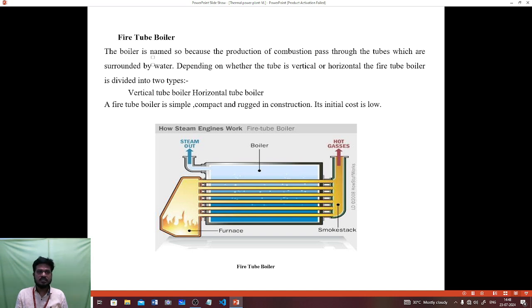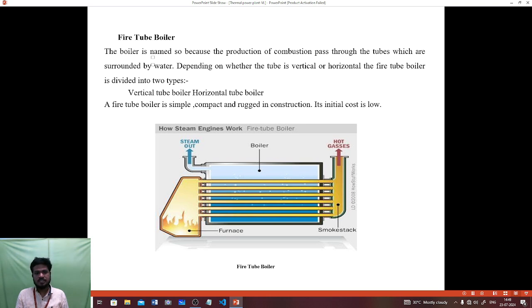The boiler is named so because the products of combustion pass through the tubes which are surrounded by water. Depending on whether the tube is vertical or horizontal, the fire tube boiler is divided into 2 types. Number 1, vertical tube boiler. Number 2, horizontal tube boiler. A fire tube boiler is simple, compact and rugged in construction. Its initial cost is very low.